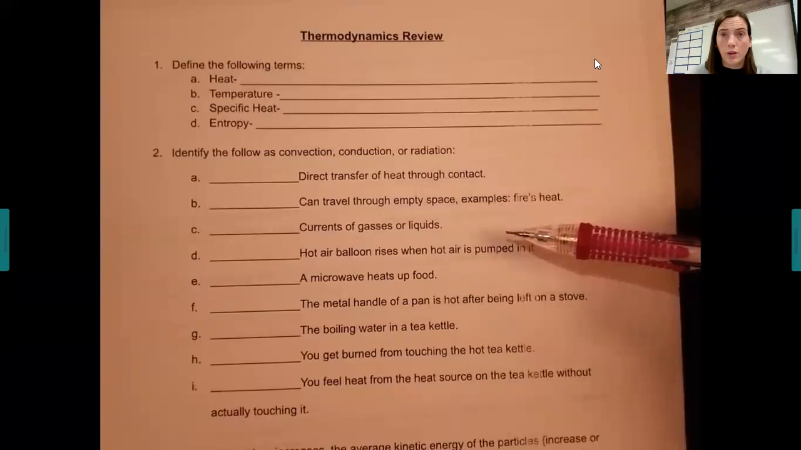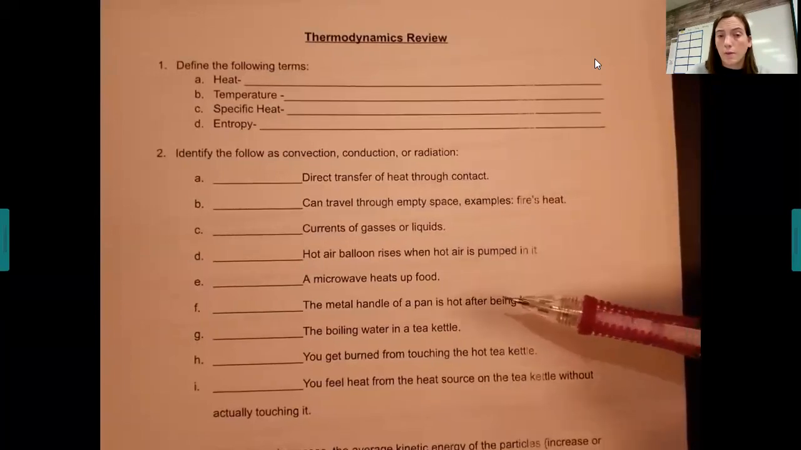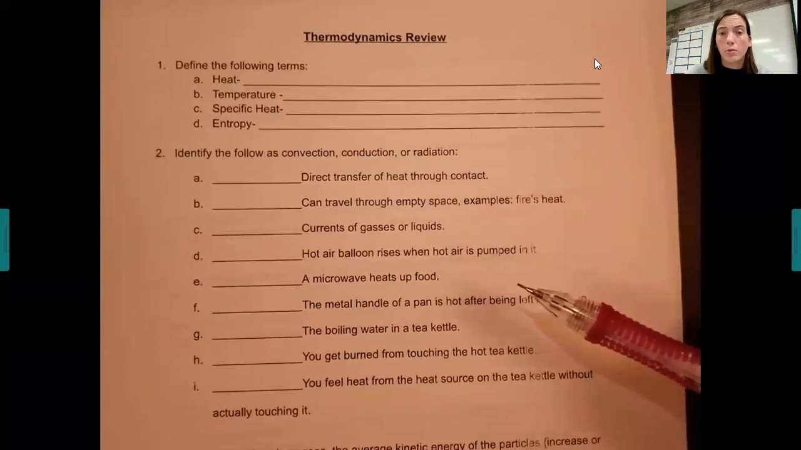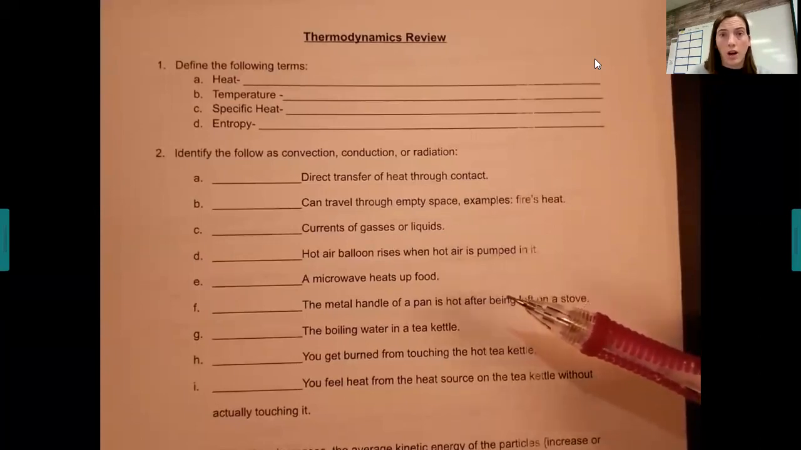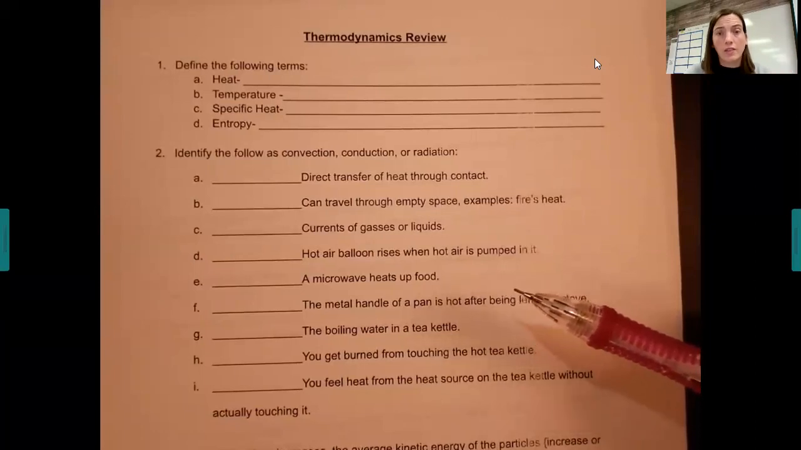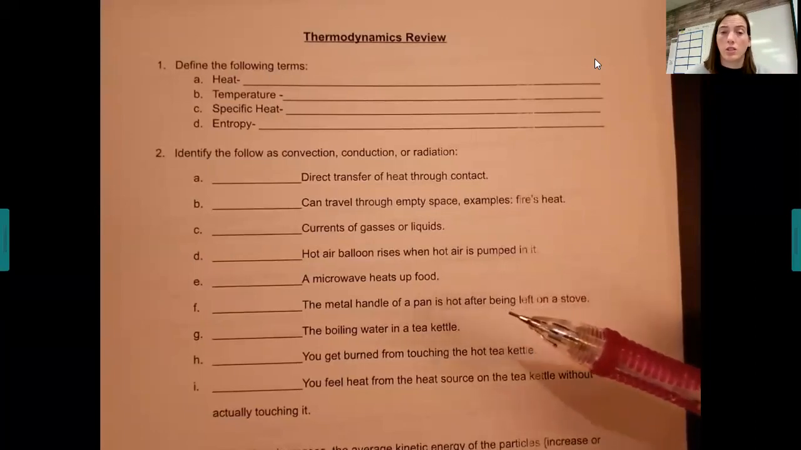C, currents of gases or liquids, all right? Anytime it's circulating, that's convection. Okay, convection is to circulate heat. All right, so D, a hot air balloon rises when hot air is pumped into it. If the hot air rises, that's the circulation of the heat. So that's also going to be convection.